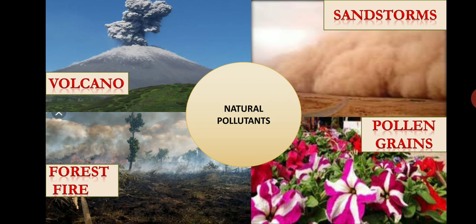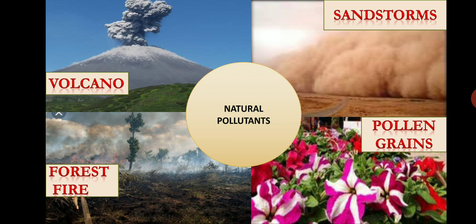Okay. Let's move on. Now let us revise what natural pollutants are. Now when I say natural, it obviously means something that is happening because of nature. What does natural mean? It means that something is from nature directly. Okay, so now there are 4 images that I have put up that show us what natural pollutants are. So let's look at that.